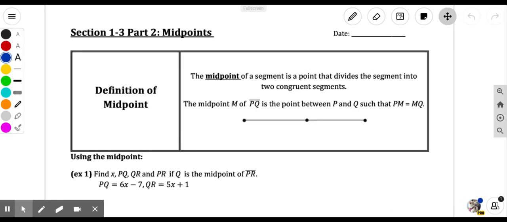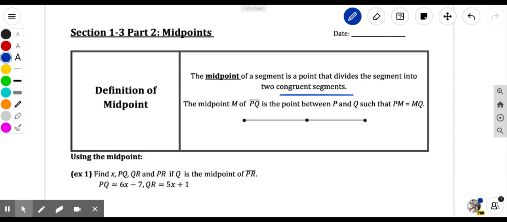Okay, so first let's do the definition of a midpoint. The midpoint of a segment is a point that divides the segment into two congruent segments. We learned in our very first lesson that congruent segments are segments that have the same length, so they're basically the same. Pretty much a midpoint is the exact middle point of a segment, kind of like it cuts it in half.